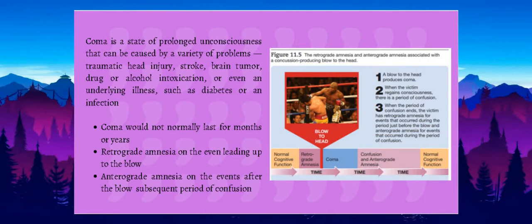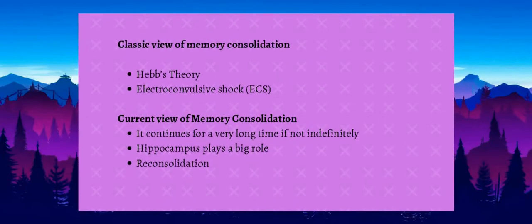Okay, so let's say a closed head injury happened to a person. This is what commonly happens. You can refer to the picture on the screen. Retrograde amnesia would be experienced for the events leading up to the blow, and anterograde amnesia for the events after the blow, and there will be a subsequent period of confusion. Note that more severe blows to the head tend to produce longer comas, longer periods of confusion, and longer periods of amnesia.